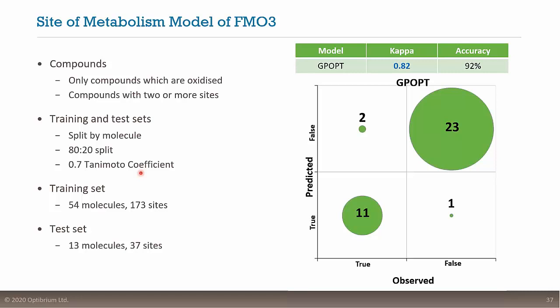So I am going to show you the site of metabolism model of FMO3. And before we go to the results section, I just wanted to say that we considered only compounds which are known to be oxidized by FMO3s, and also compounds with 2 or more sites, because we want to make sure that we can differentiate between sites within one molecule. And the training and test sets were split by molecule. It was an 80-20 split, and we used a Tanimoto coefficient of 0.7. The training set had 54 molecules, 173 sites, and the test set featured 37 sites.